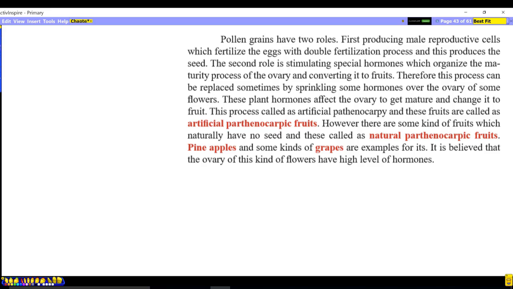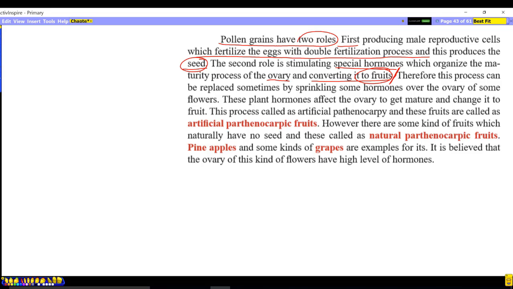The pollen grains, which are very reproductive cells, have two roles. The first one is producing the seed, but how? This reproductive cell fertilizes the egg with the double fertilization process and causes formation of seed. The second role is stimulating a special hormone from the flower, which organizes the maturity of the ovary, storing food and converting into fruits. It means that of these two roles, one is seed formation, while the second is fruit formation.